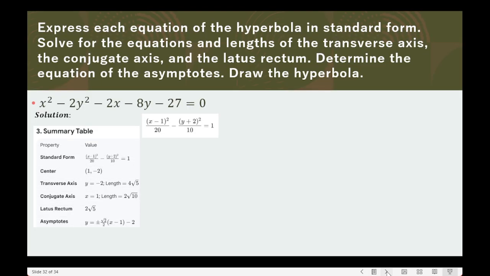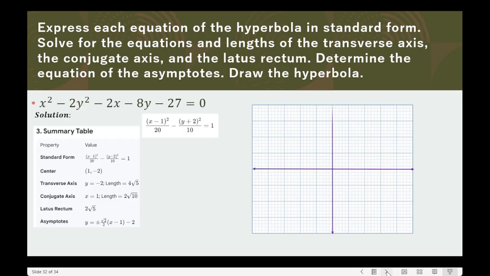Now, using the information obtained from the previous slide, we can trace the graph of this hyperbola. Label some coordinates on the x-axis and some coordinates along the y-axis. Then plot the center whose coordinates are (1, -2). Label also the two vertices and the two co-vertices.